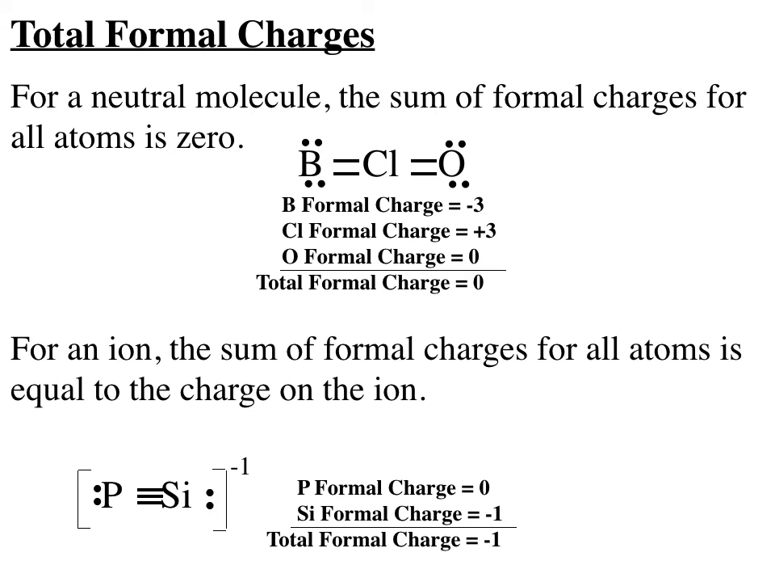Silicon begins with 4 valence electrons minus half the bonding electrons, which is 3, minus 2 for the non-bonding electrons. That's 4 minus 3 minus 2. That's minus 1 for the silicon. Add up all the formal charges. You get a total formal charge of minus 1, which matches the total charge on the molecule.